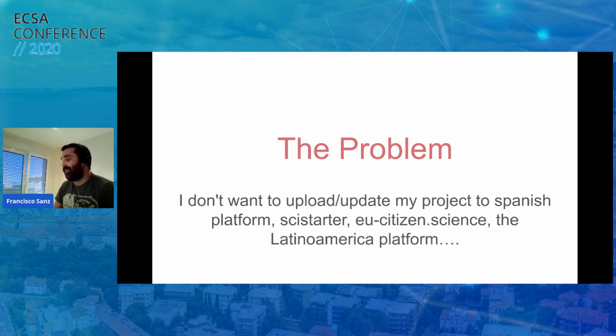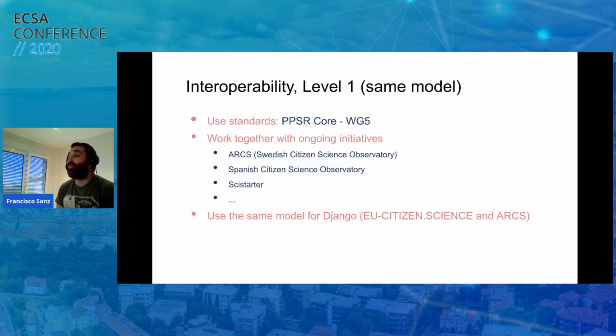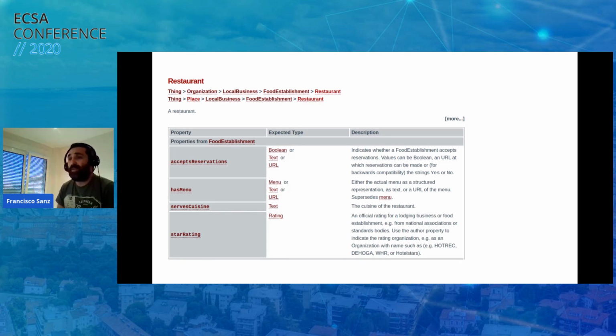There are some tools that we are trying to use, and interoperability is one of them. We are using the PPSR Core, the standard for citizen science projects, together with other platforms, for example with ARCS, the Swedish platform, the Spanish Citizen Science Observatory, and CS Starter is also using PPSR. We are trying to use standards to provide the same language to communicate between different platforms. The first thing is to use the same metadata in different platforms. I ask all of you, if you are creating a platform on citizen science, to use these standards in order to be interoperable between us. The other thing I want to talk a little bit about is different schemas.